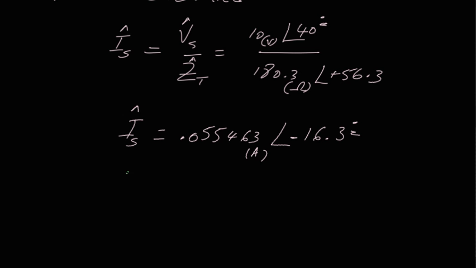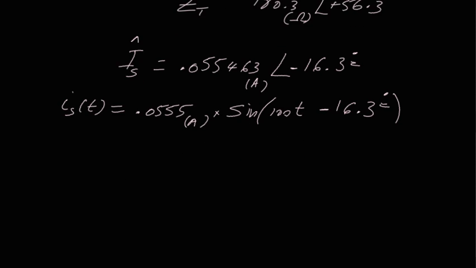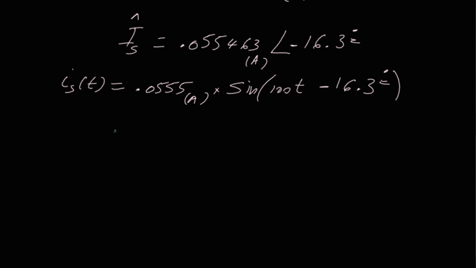And remember, the question is, what is Is of t? So now Is of t is extremely simple. Here's the 0.0555, just rounded the 463 to 5. This is amps times sine 100t minus 16.3 degrees. This is I of t. But it's not the only thing that we wanted. We also wanted VR of t.